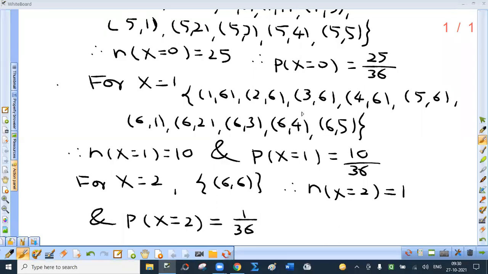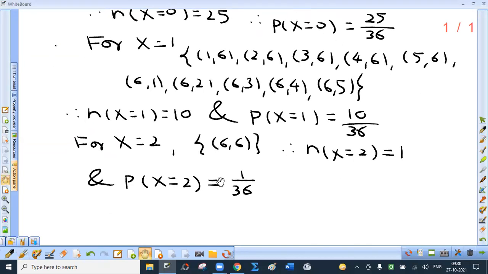For X equal to 1 means exactly 1 six. So 16, 26, 36, 46, 56, 61, 62, 63, 64, 65. So how many are in favor? 10 out of 36. So probability P of X equal to 1 is 10 by 36. Now for X equal to 2 means 2 sixes. Only one sample point 66 is in favor. So 1 out of 36. So what is P of X equal to 2? 1 upon 36.